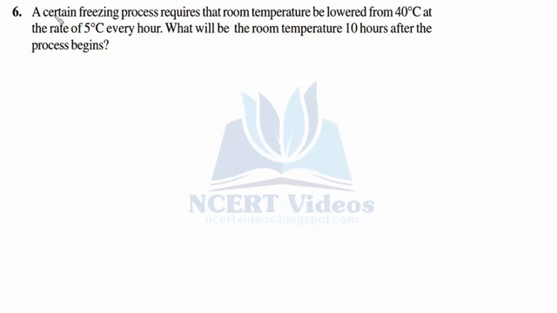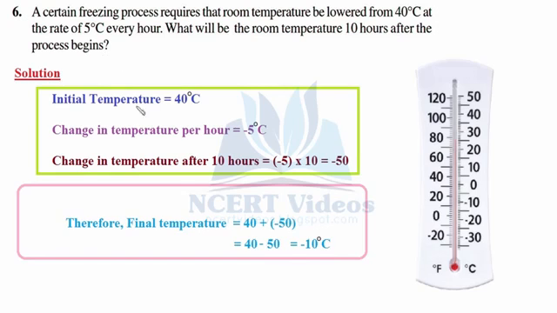6th, a certain freezing process requires that room temperature be lowered from 40 degrees Celsius at the rate of 5 degrees Celsius every hour. What will be the room temperature 10 hours after the process begins? So we have to find the futuristic temperature. Initial temperature is given to us as 40 degrees Celsius. This is the line that shows us the initial temperature.